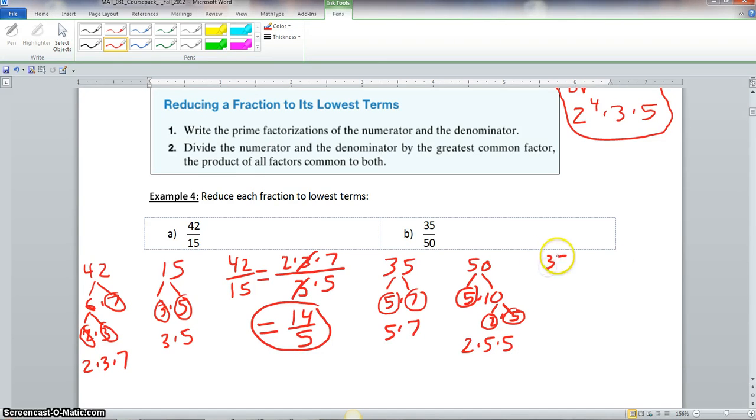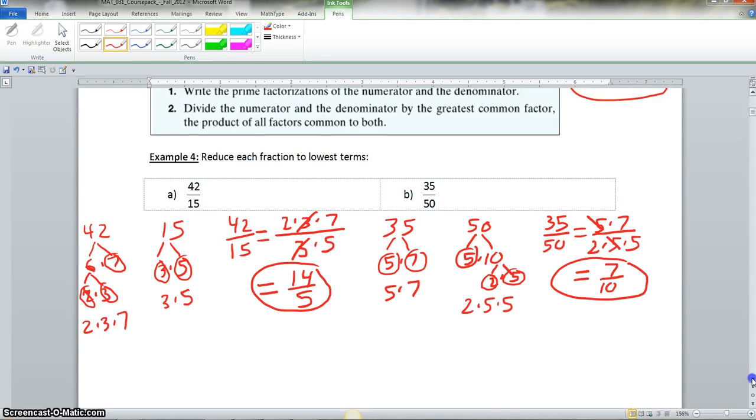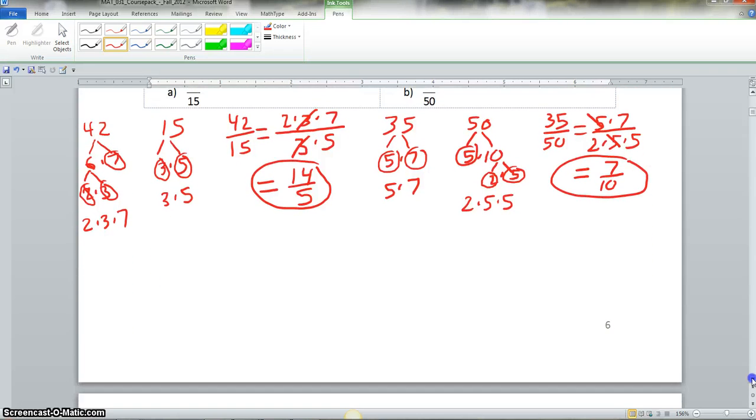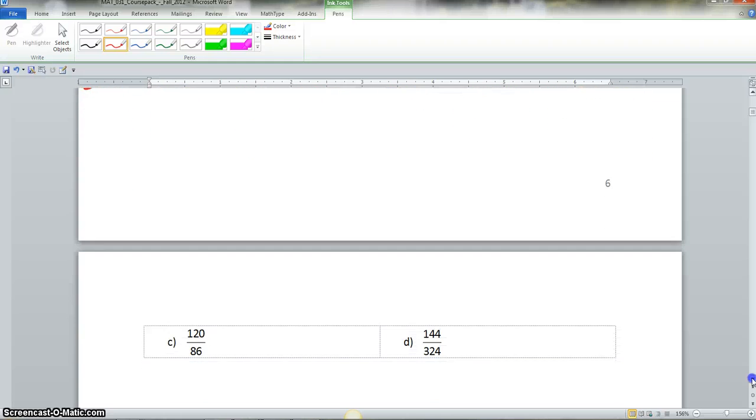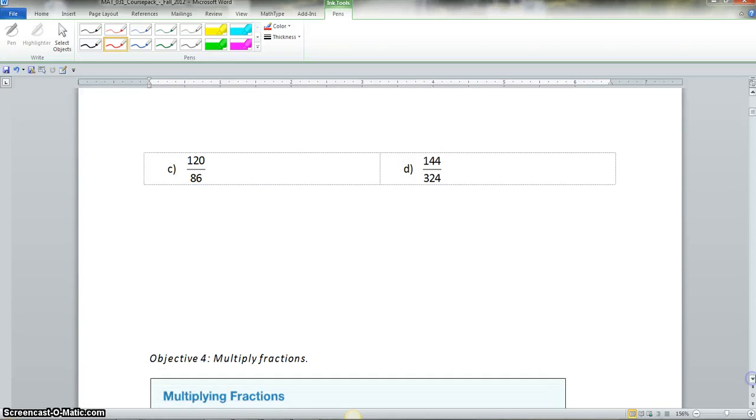Now we take this fraction, 35 over 50. 35 becomes 5 times 7. 50 becomes 2 times 5 times 5. These 5's simplify out. Your final answer will be 7/10. Now, we scroll down to the next problem. Now we have C and D.